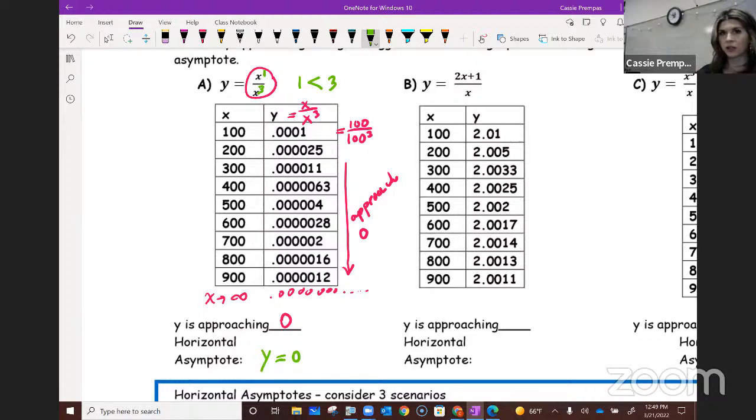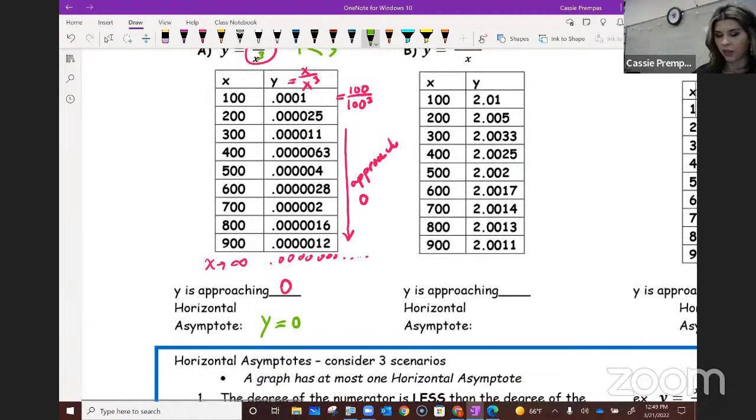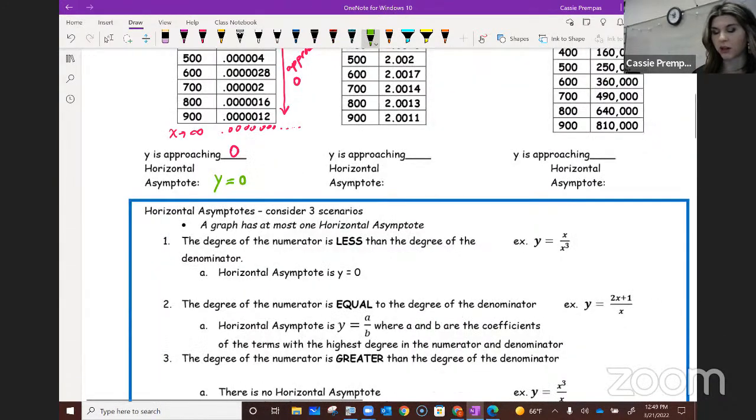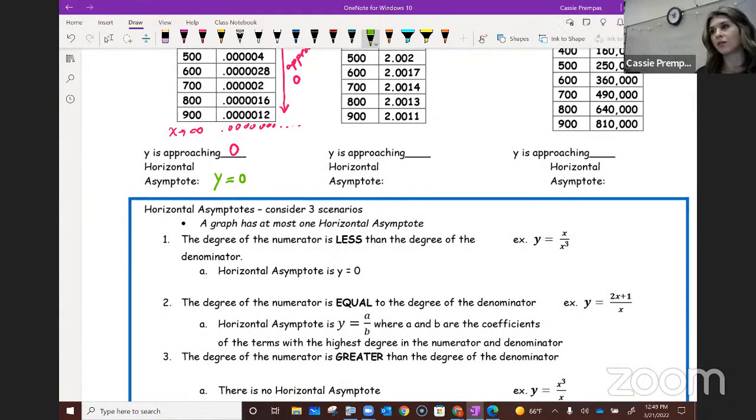If you didn't quite understand how that happened, then I would just go to this part of the box and say, this is something that I have to have memorized. When the degree of the numerator is less than the degree of the denominator, the function will have a horizontal asymptote at y equals 0. Just like the example above, where the degree of the numerator was less than that of the denominator.